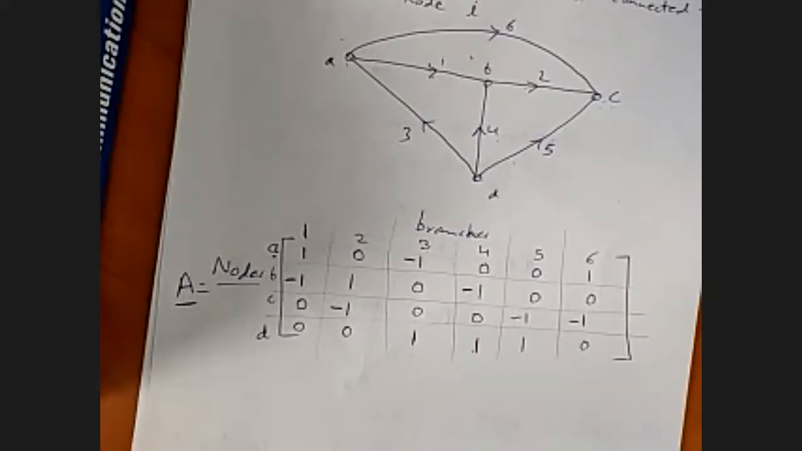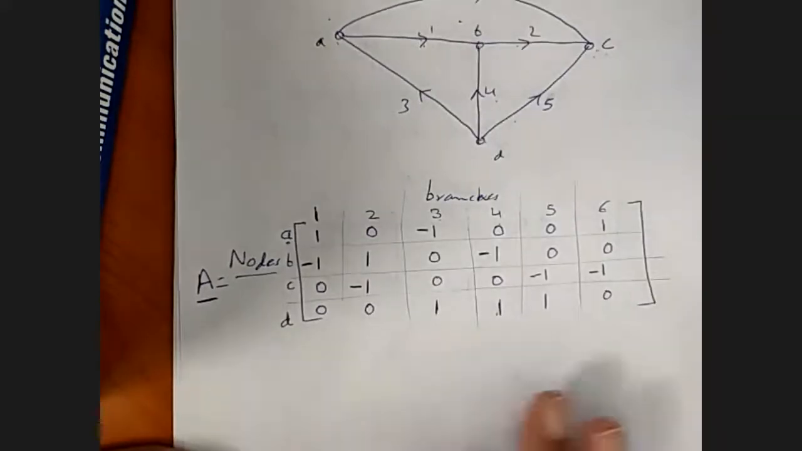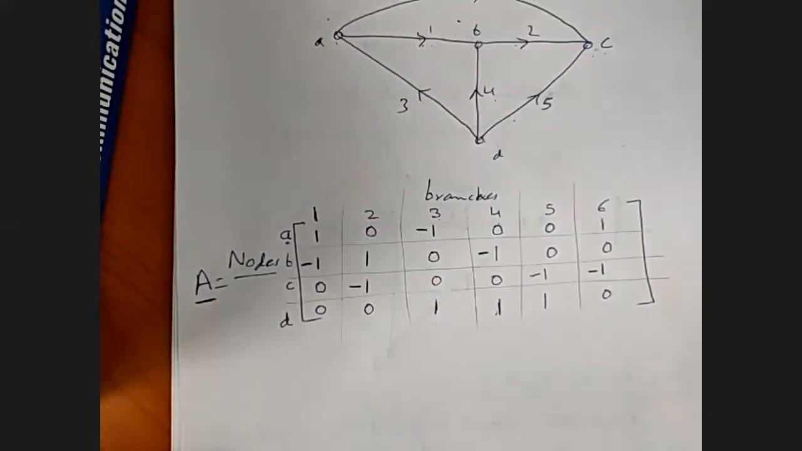Simply, in the given incident matrix, if a branch is connected it will be 1 or -1, and if not connected, 0. Does anyone have any confusion in calculating matrix A? No? So this is how we will be finding incident matrix A.